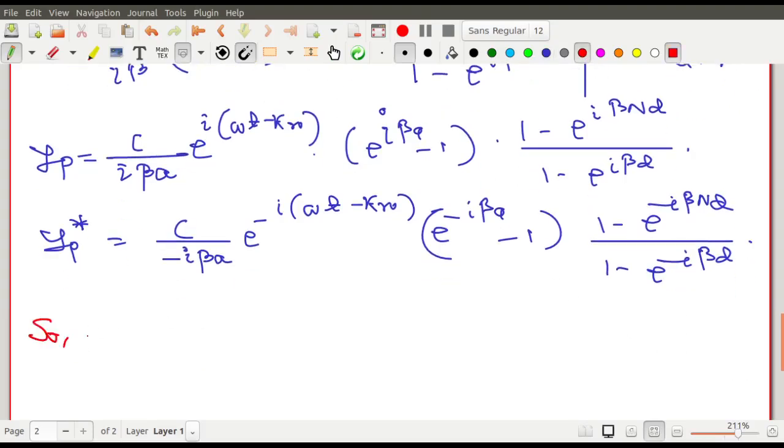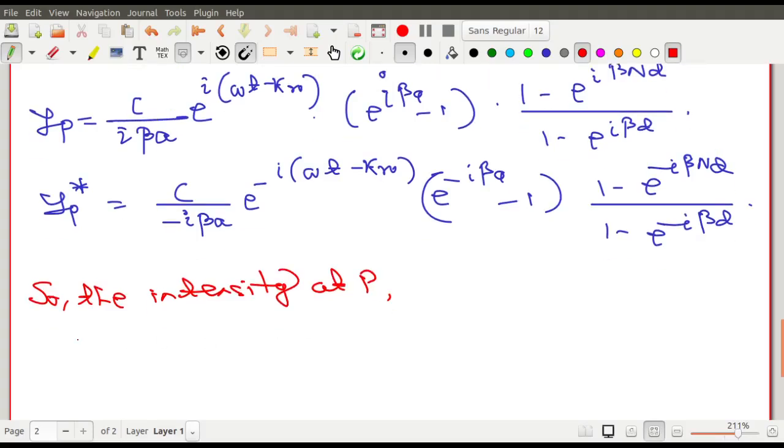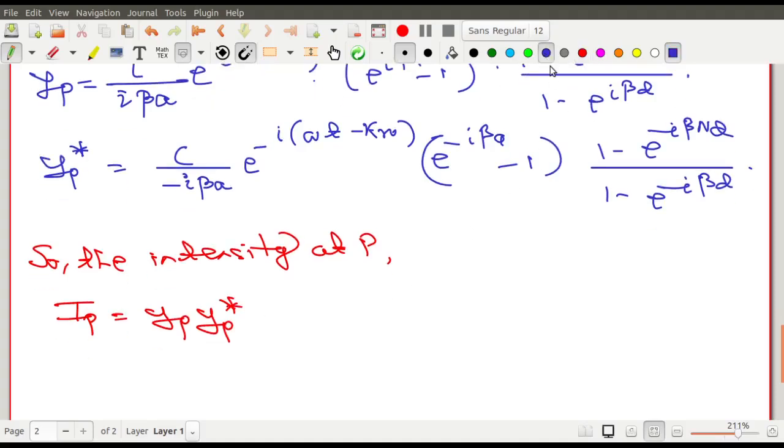So the intensity at capital P, that should be written as IP. So IP is equals to yp star. So this will be yp star.